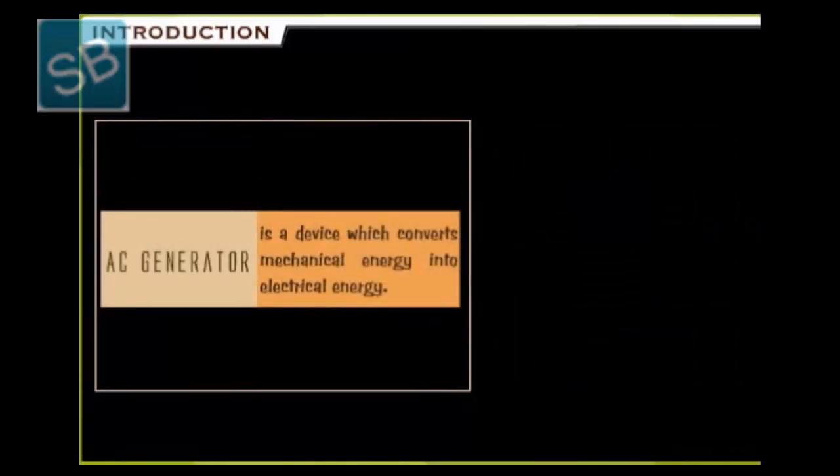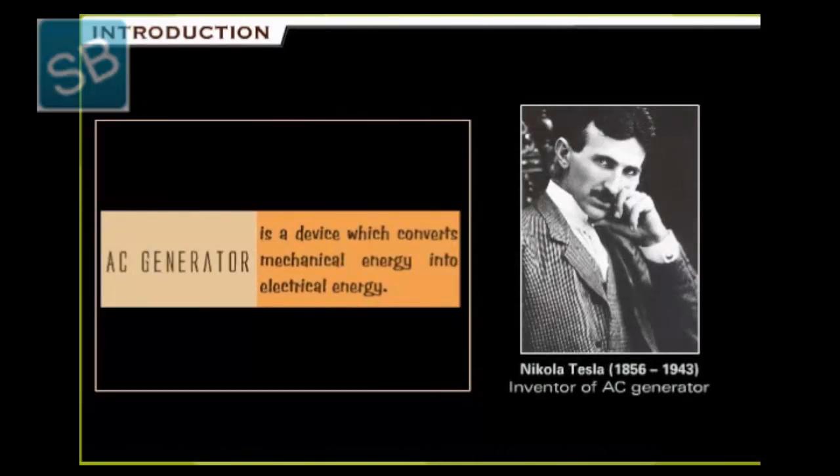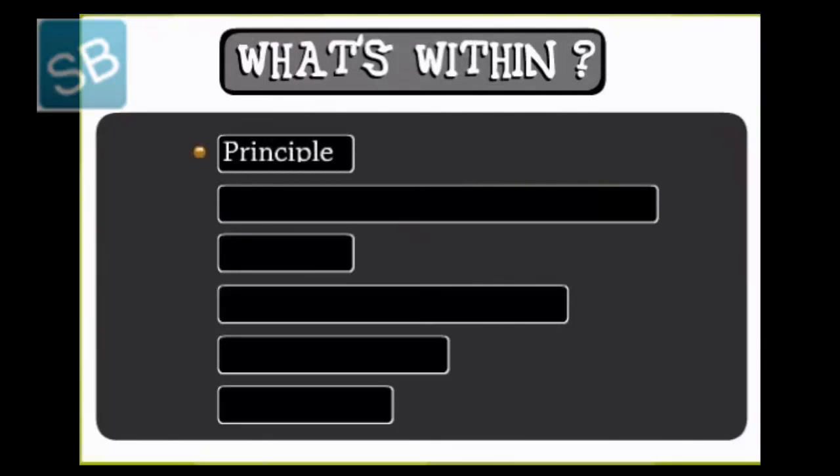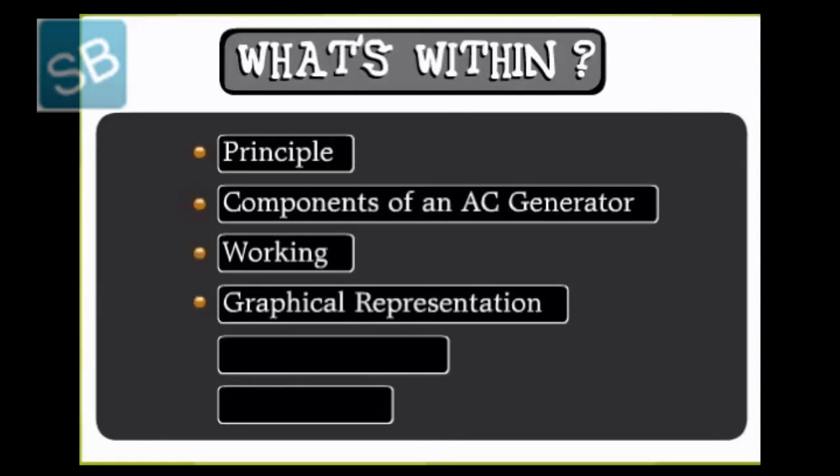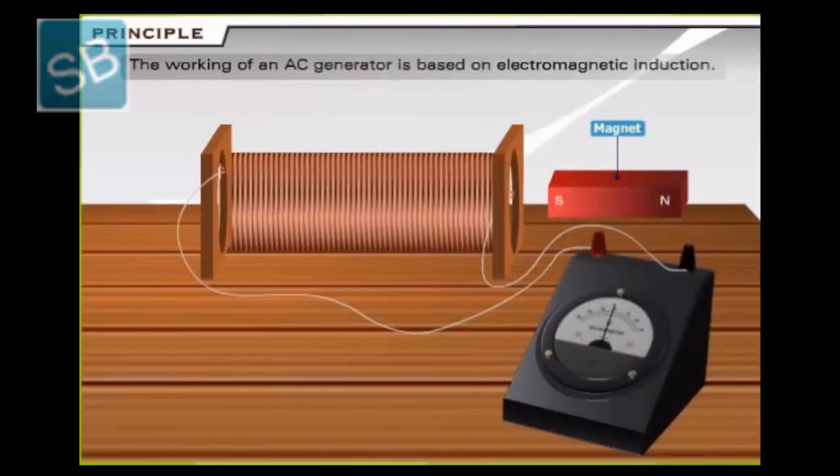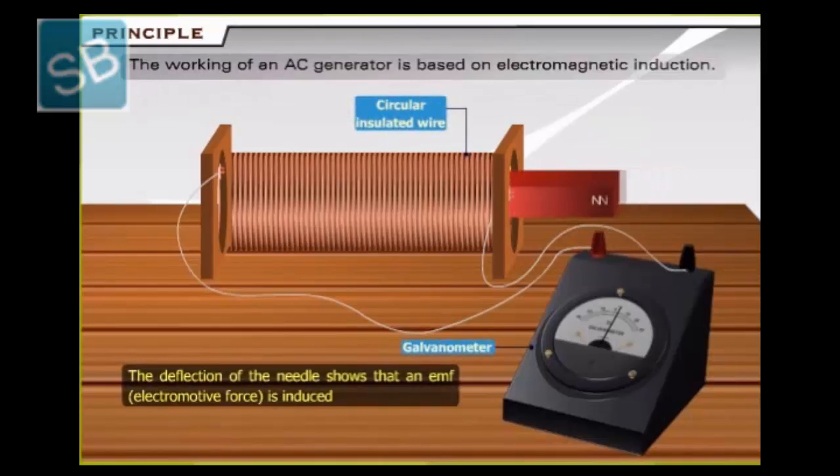So starting with its definition, an AC generator is a device that converts mechanical energy into electrical energy, that I already told you. This was first invented by Nikola Tesla. What are we going to study in this particular chapter? First the principle, then the components of the AC generator, and then the working and their graphical representation. So see, the working of the AC generator is totally based on electromagnetic induction.